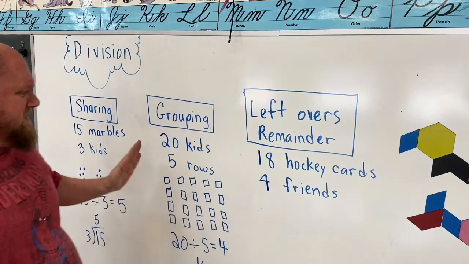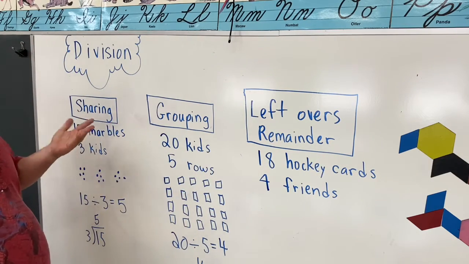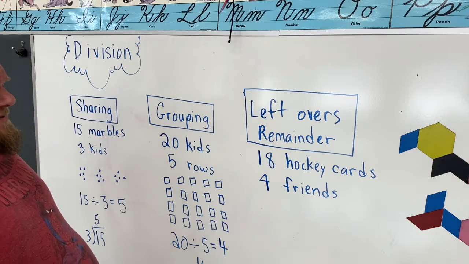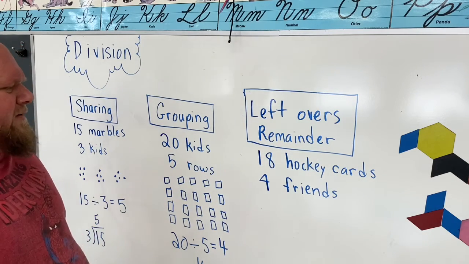Now the last part we're going to talk about today for division is what happens if it's not even. These ones have always worked out evenly. Life's not always like that. Things do not always work out quite right.